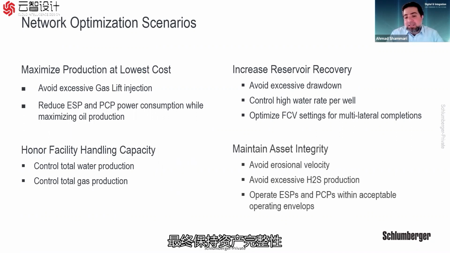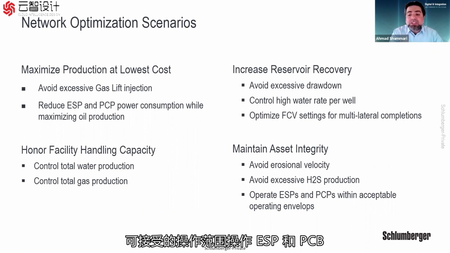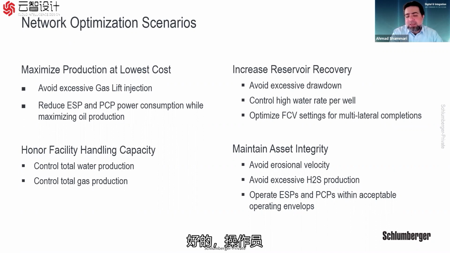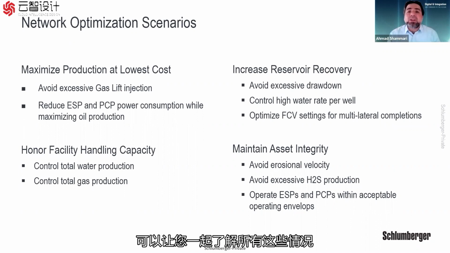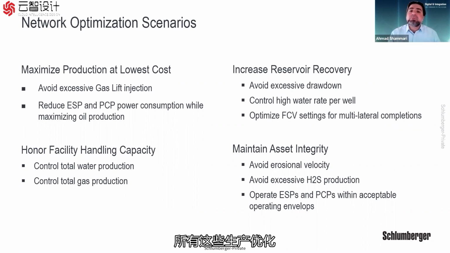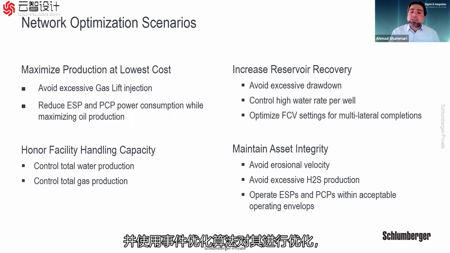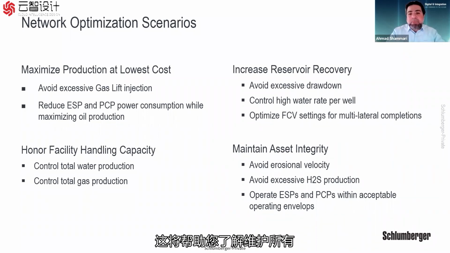Finally, maintaining asset integrity. Many clients' main objective is actually to avoid erosion and high velocity, avoid excessive H2S production, and operate ESPs and PCPs within an acceptable operating envelope, okay? And it could be that an operator has all these production optimization scenarios together. And that's why you need a powerful network simulation software, combined with an optimization algorithm, that will help you maintain all these or work under all these scenarios. Okay.